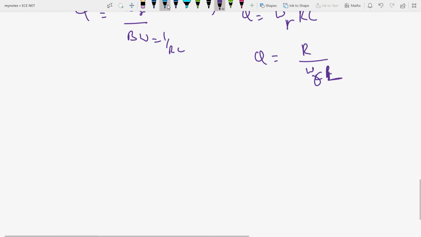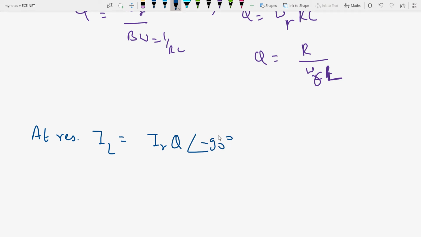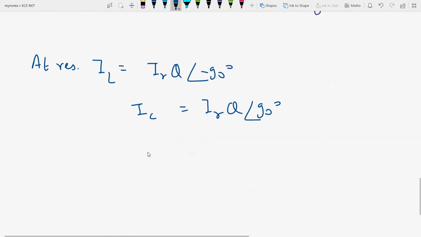If I'm changing the marker, at resonance, this current through inductor is equal to what? Current at the resonant frequency IRQ angle minus 90 degree, and IC, the current flowing through the capacitor, will be IRQ angle 90 degree. Okay, so the resonant frequency is what? It is F naught is equal to 1 upon 2 pi under root LC hertz.